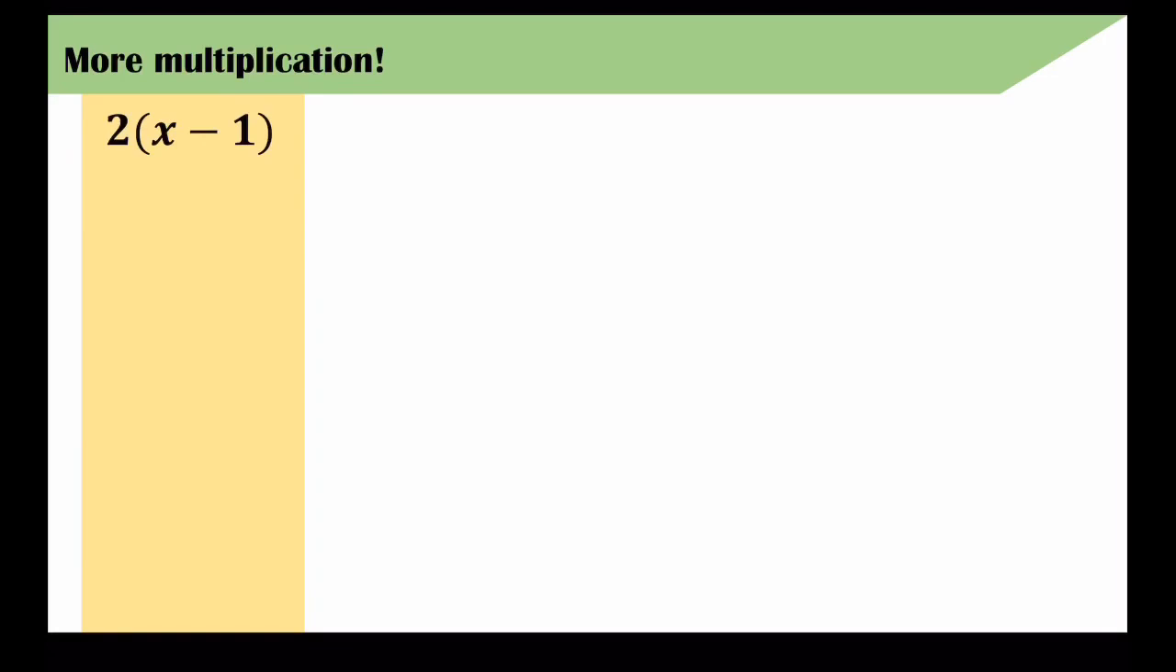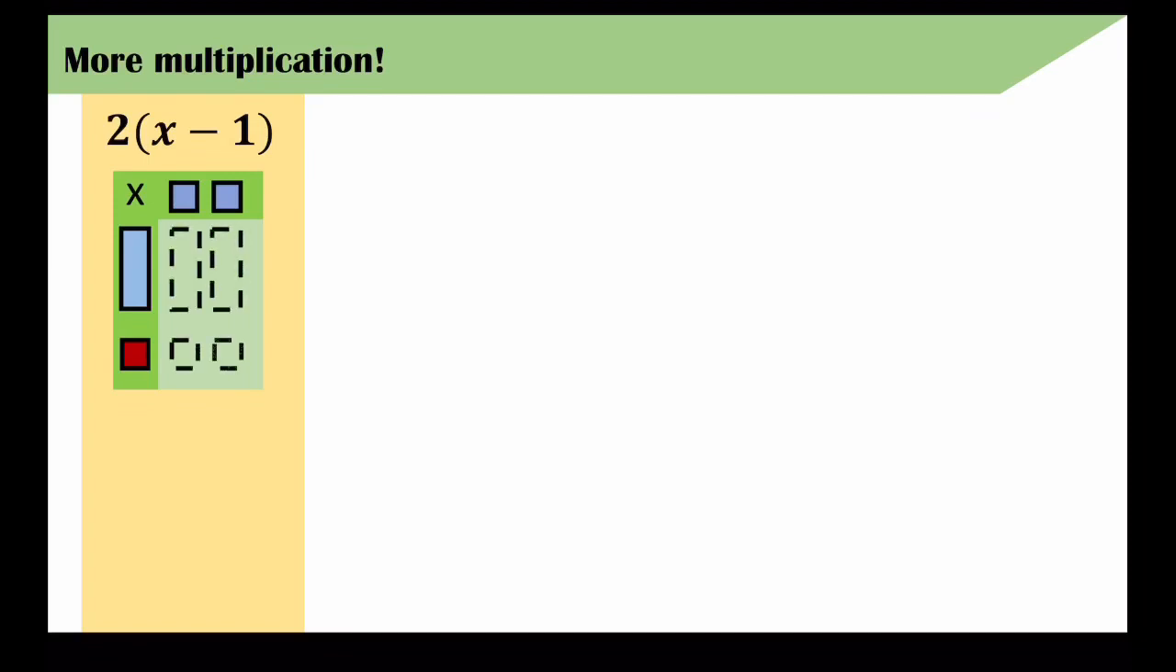Now, more multiplication here. So 2 sets of x minus 1. So here's my 2, and I want to make another set of x minus 1 right here. So x minus 1. And we're going to multiply. So 1 times x is going to give me x. 1 times x is going to give me x. 1 times -1 is going to give me, let's find out, -1. And another -1. So what's my answer here? It's going to be 2x minus 2.